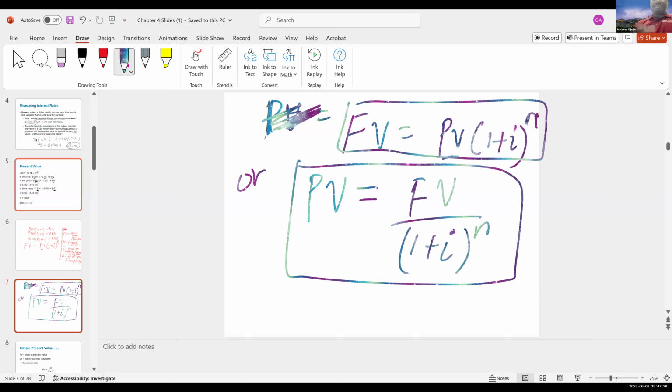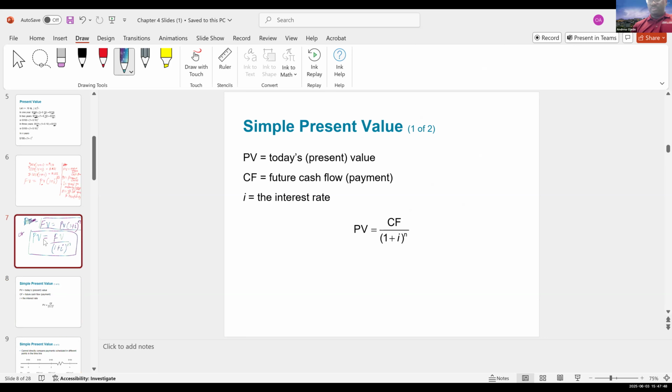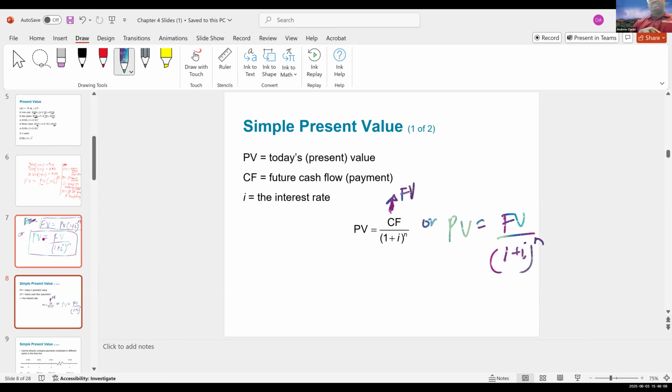Okay. So when you put these things on a timeline, it's kind of going to look like this. You see here I wrote it a little bit differently because, remember, CF stands for cash flow, and cash flow is the same thing as future value. So you can read this as the same thing as PV equals, and some people might just write FV like we did earlier, over 1 plus i to the power n, because future value is the same thing as cash flow.